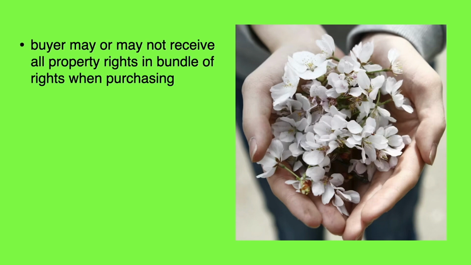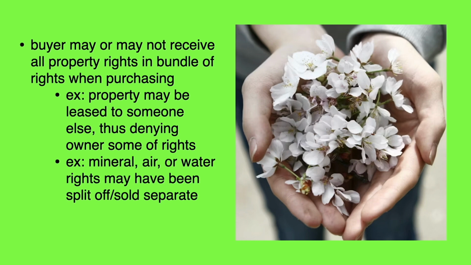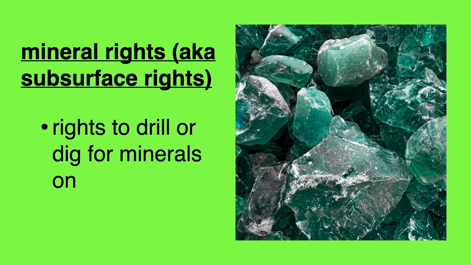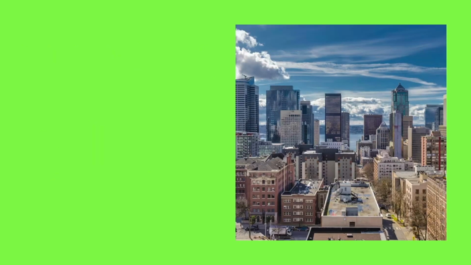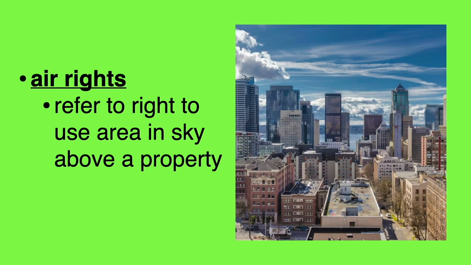When purchasing property, the buyer may or may not receive all the property rights in the bundle of rights. For example, the property may be leased to someone else, thus denying the owner all of the rights. The mineral, air, or water rights may have been split off or sold separately. Mineral rights, also known as subsurface rights, are the rights to drill or dig for minerals on the property. Air rights refer to the right to use the area in the sky above a property.